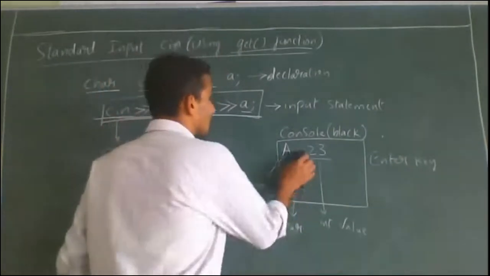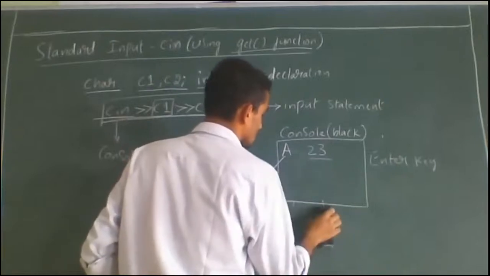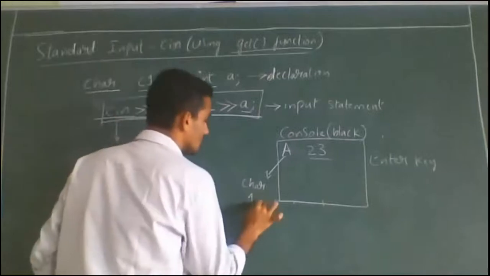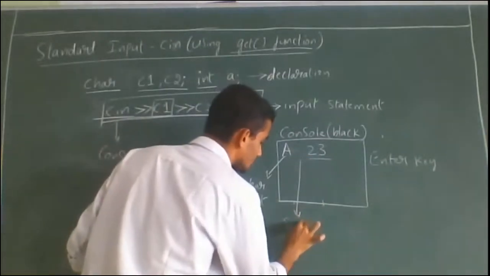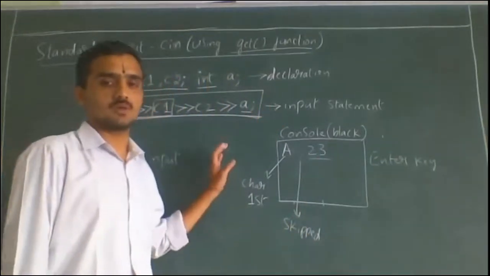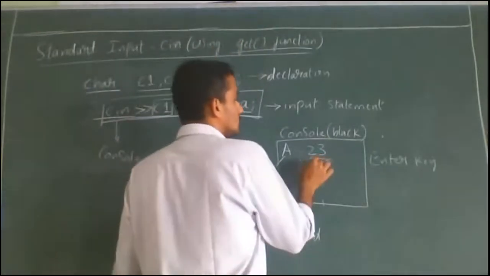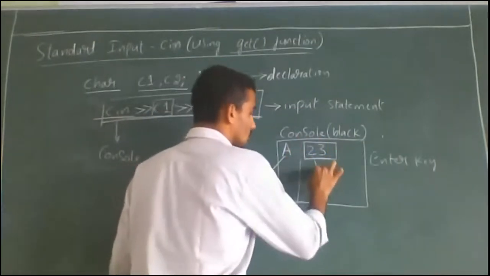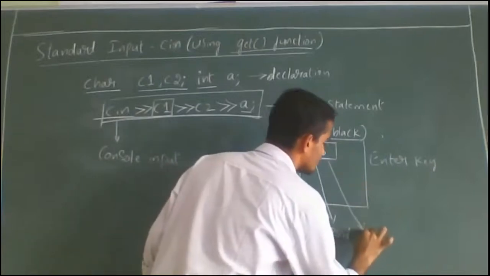So in this case, what happens? See here. A is taken as the first input. Blank space is skipped. Understand this concept: blank space is skipped, A is taken as the first input. Then see in the integer 23, what happens here? The 2 is considered as the second input, and 3 is considered as the third input.